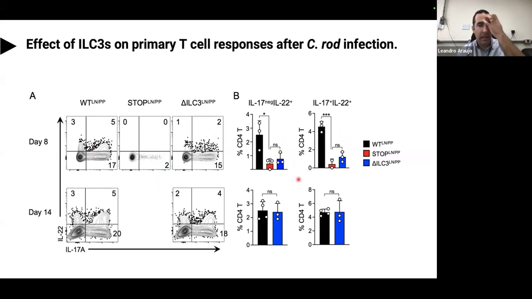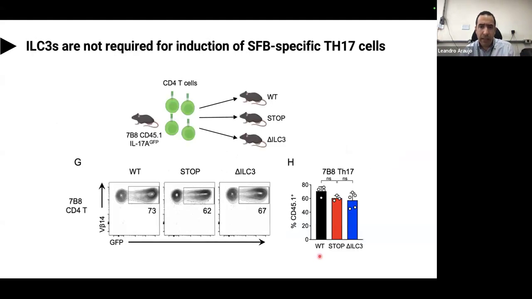But when we analyzed later in the large intestine, we observed no differences in IL-22 production and interferon gamma. So to try to understand these differences, we want to understand the context of a commensal-host interaction.